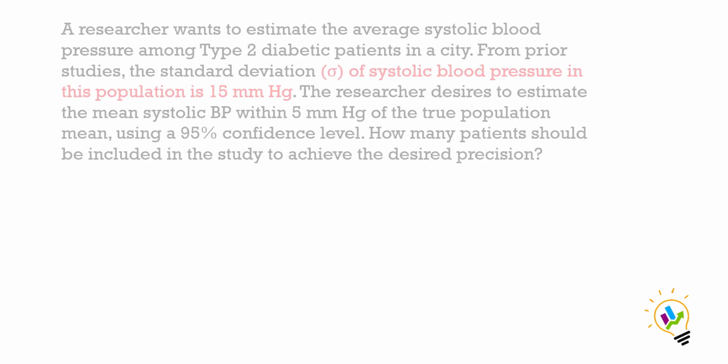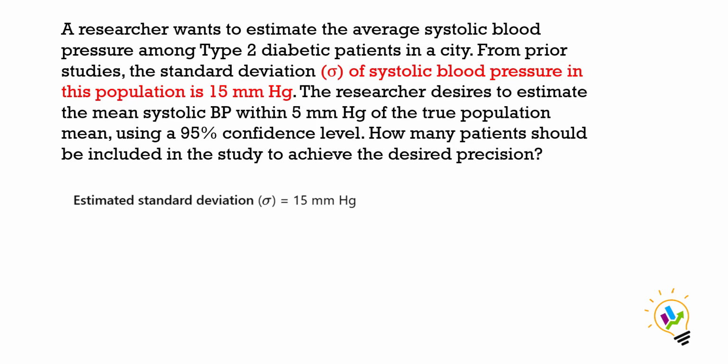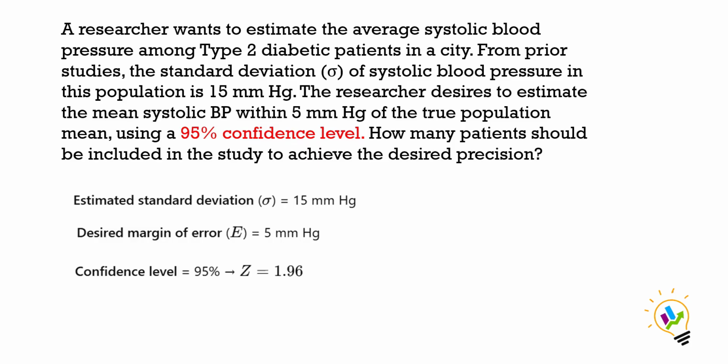For this case, here we got the first value, that is the estimated standard deviation, that is 15 mmHg. And the next one is the desired margin of error. It is specified that 5 mmHg should be used. And the next one is the confidence level. It is specified that 95% is the confidence level. When we have a 95% confidence level, the Z value will be 1.96. This we have already discussed in the earlier videos. So when you have a confidence level of 95%, the Z value will be 1.96.